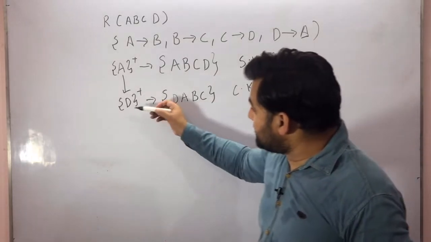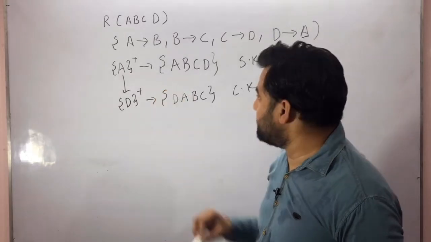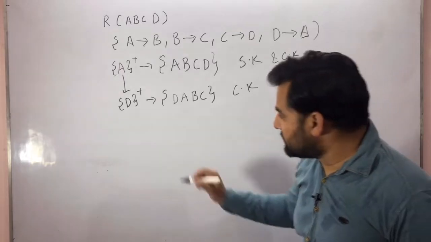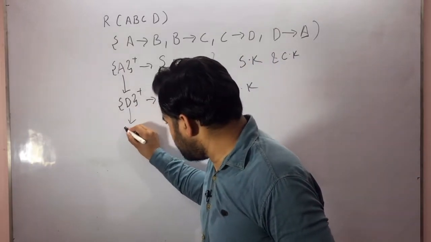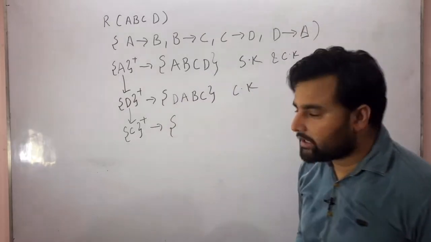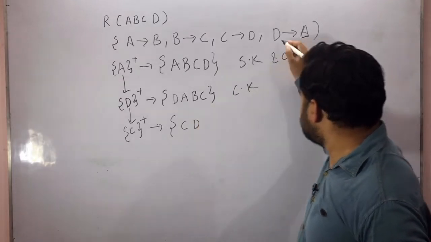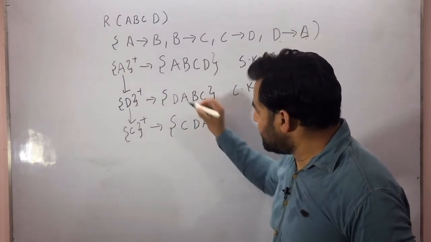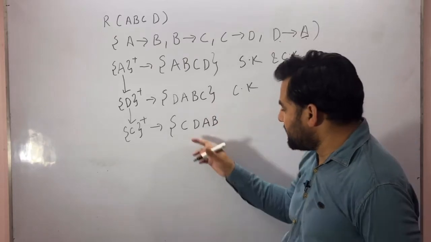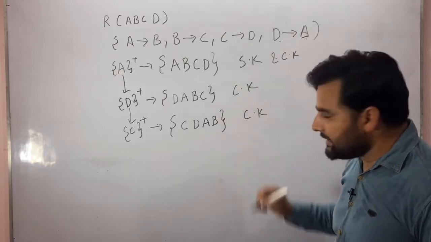Okay, so let's check: D is determined by what attributes? Here we can see that D is determined by C. So what is the meaning? C could also be a candidate key. Let's take the closure of C. What do I get? C tends to D, so C, D. From D I'm going to A, from A I'm going to B. So what is the meaning? I have found all the attributes. So this is also a candidate key.